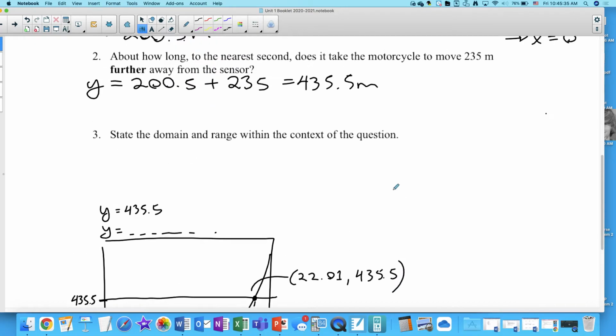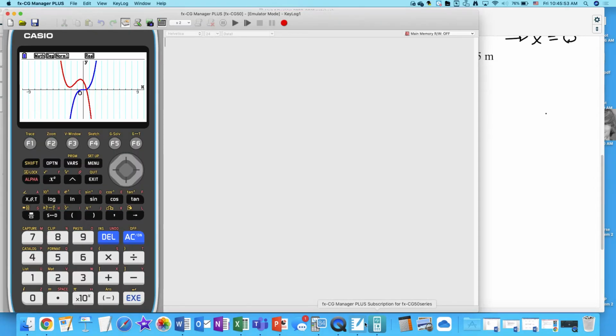Okay, now on the Casio, this process is even simpler. After you enter in your function, where is it? Oh, menu. Enter. There we go.